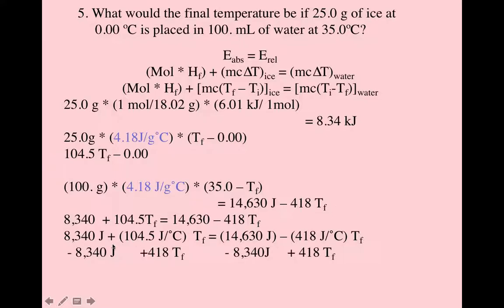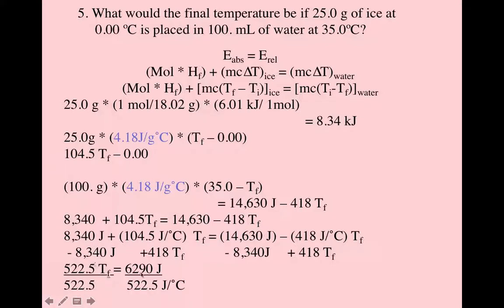So we've got to what we call rearrange the equation, or combine like terms is what your math teachers would probably say. We're going to subtract the 8,340 joules on both sides, which means 14,630 minus 8,340 joules. And then on the other part, we're going to add 418 TF to both sides. So we're combining our TFs and we're combining our joules here. And so now I have 522.5 TF equals 6,290 joules. Now it's easy. We're just dividing by the 522.5 on both sides.